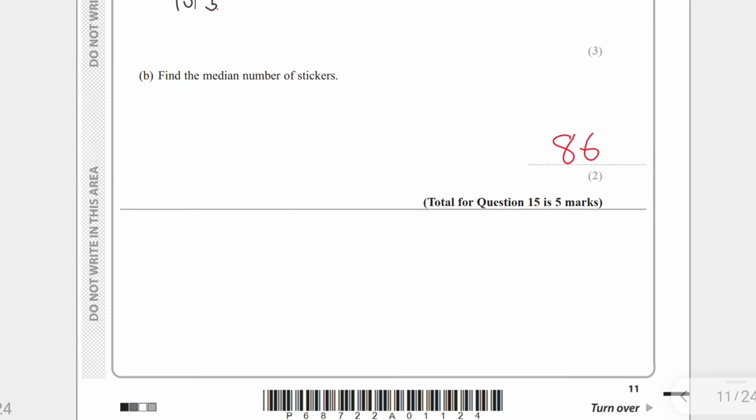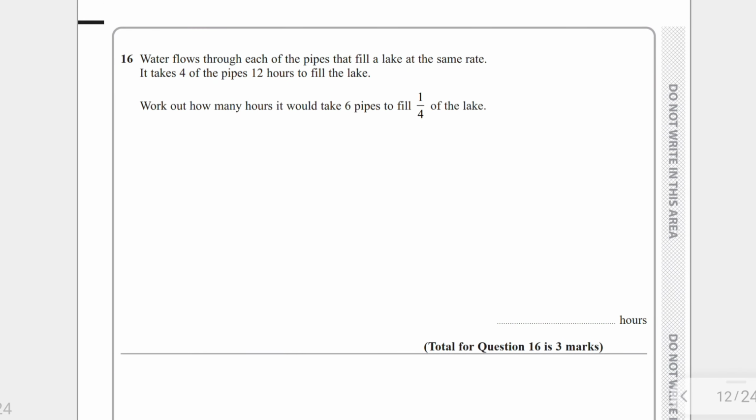Okay? The water flows through each of the pipes that fill a lake at the same rate. It takes 4 of the pipes 12 hours to fill the lake. Work out how many hours it will take 6 pipes to fill 1/4 of the lake. So 4 pipes for 12 hours.